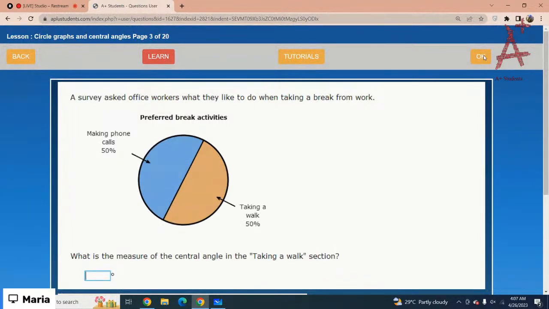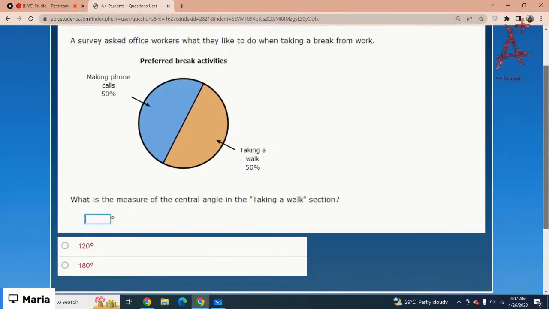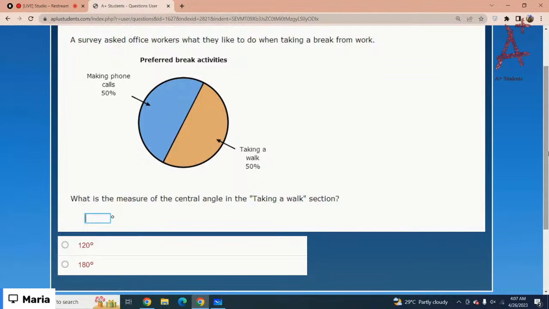Okay, a survey asked office workers what they like to do when taking a break from work. What is the measure of the central angle in taking a walk section? So both of them have 50%. So 50% of 360 means half of 360. So half of 360 is, yes, very good. That would be 180 degrees. So the correct option is 180 degrees. Very good.